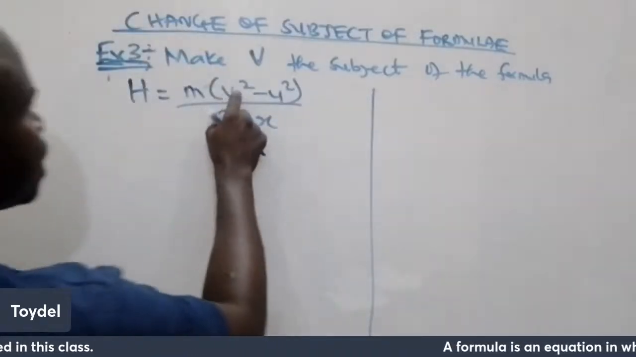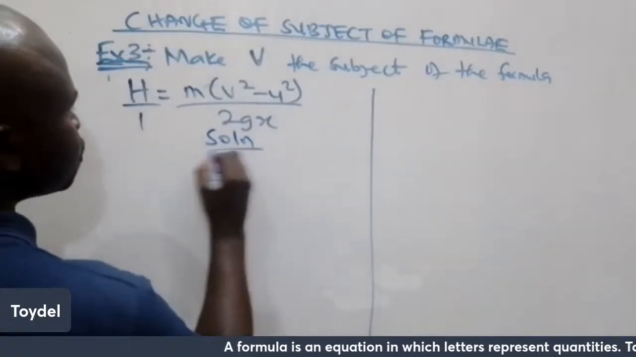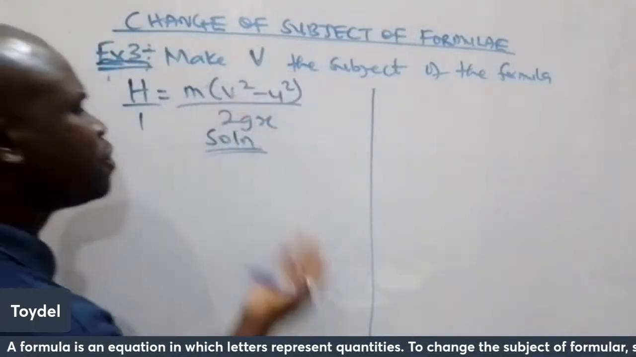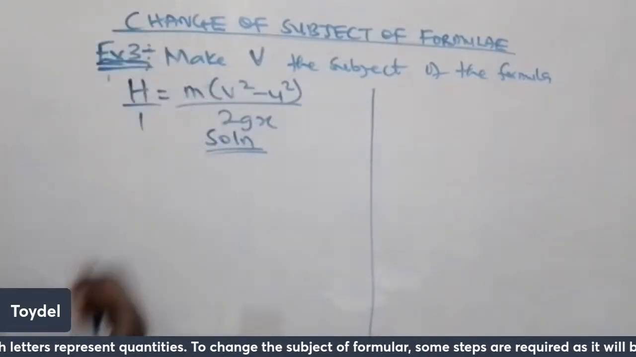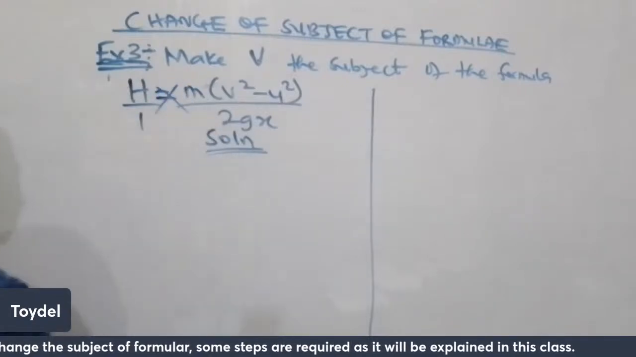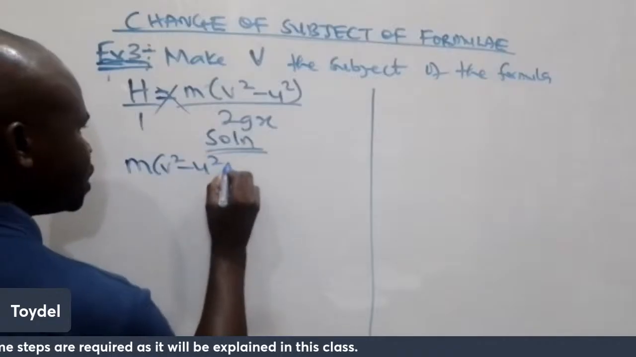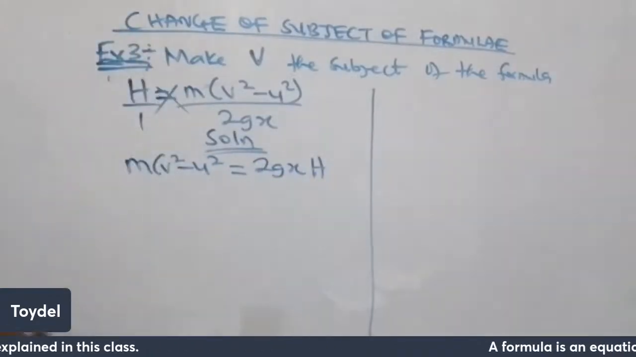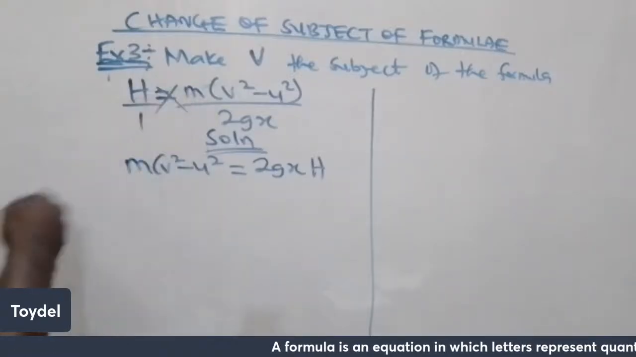We want to make v the subject of the formula. So what is the first step that we do? What we are going to do here is bring v to the left hand side and transfer every other thing to the right hand side. Then how do we do that? For the first step, since there is equality here, we can first of all cross multiply, so that we have m into v squared minus u squared to be equal to 2gx multiplied by h, and then m into v squared minus u squared, we multiply by 1.